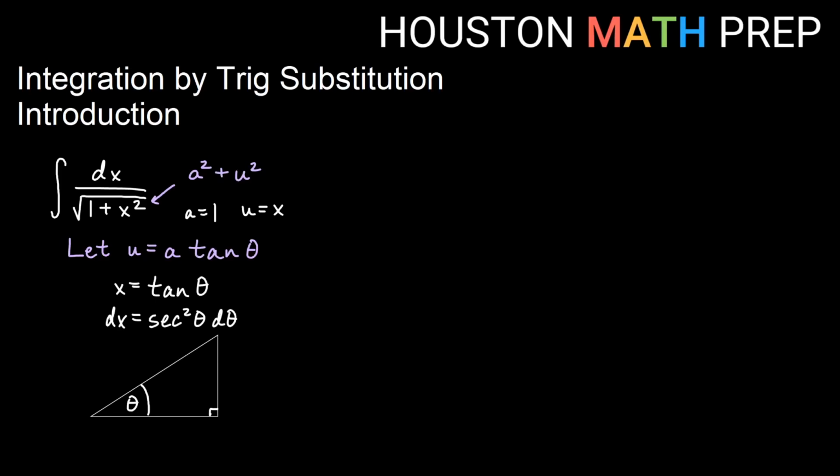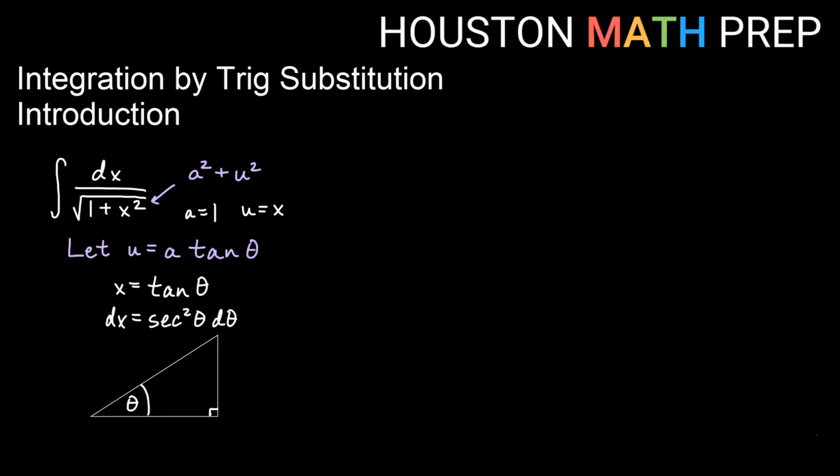If I do that, then in this case, since u is x and a is 1, x equals tangent of theta. And if we're using this substitution to change x's into thetas, of course I'm going to need to change dx into a d theta expression as well. So I take the derivative, and dx is secant squared theta d theta.